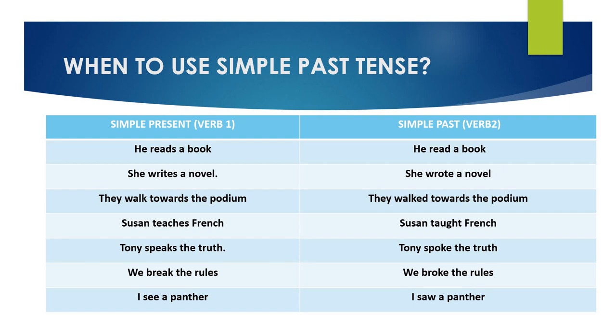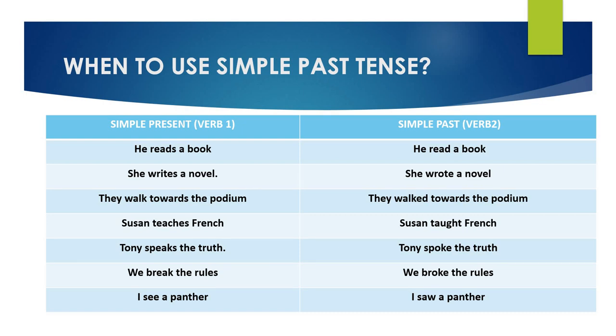They walk towards the podium. Now here in the sentence they is a subject which is plural in form. As we know that the subject is plural, it should be followed by a plural verb, that is walk. So you say they walk towards the podium. The same sentence when we change into simple past tense, it becomes they walked towards the podium.